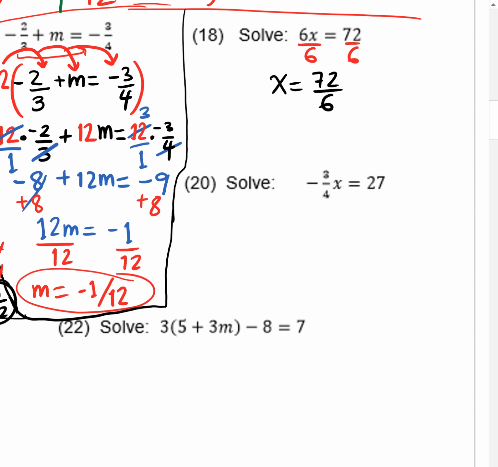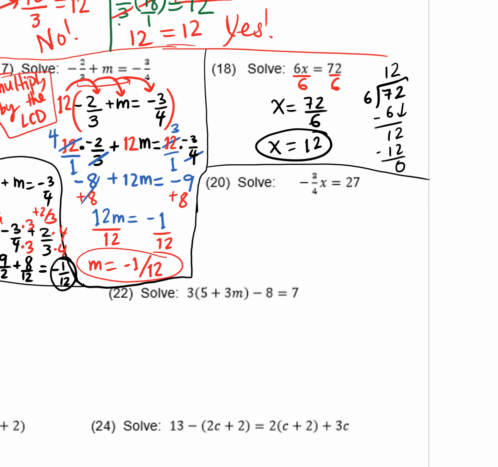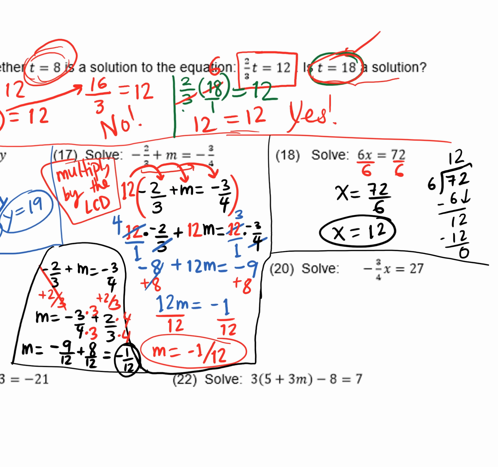And I think this isn't obvious, but 6 divides into 72 evenly, so this will be a whole number. 6 can go into 7 once, with 1 left over. If I bring down the 2, 6 goes into 12 2 times. So it looks like 72 over 6 is 12. That would be your answer there. Nice. Not too bad. Alright, that was number 18. Let's see about number 19.